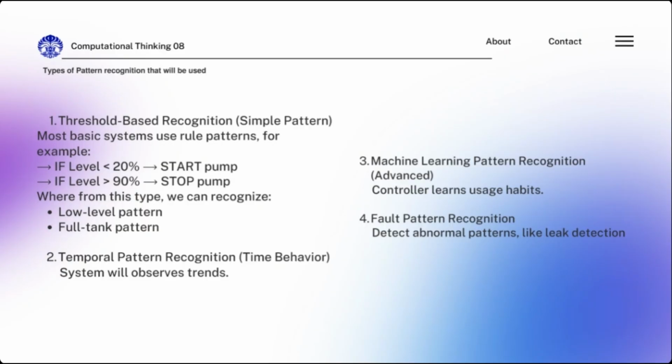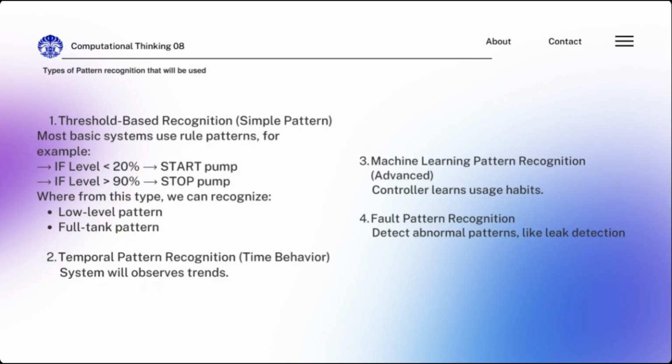So here we have the types of pattern that we'll be using. First of all, there's threshold-based recognition, or what we call a simple pattern. This is for the most basic systems, using rule patterns. For example, if the water level is below 20%, we will start the pump, and if the water level is above 90%, it will stop the pump. From this type of pattern recognition, we can recognize the low level pattern and full tank pattern of the tank.